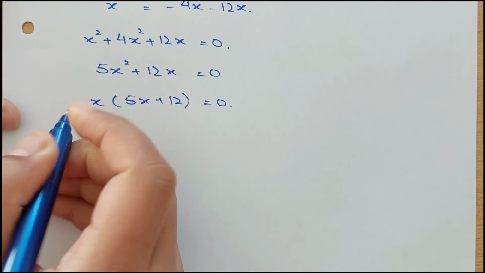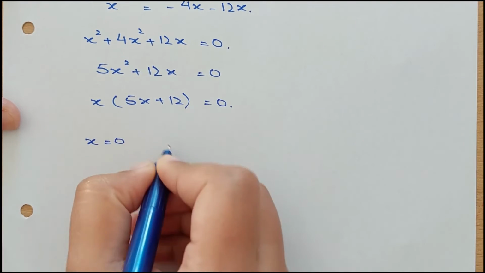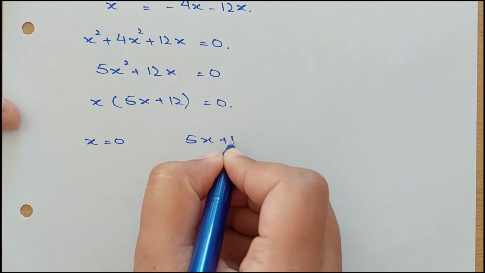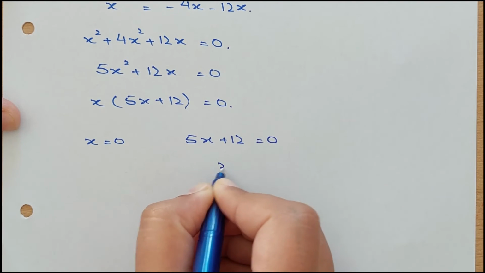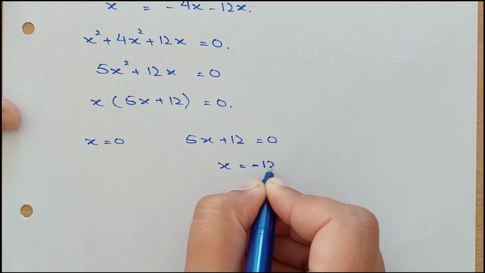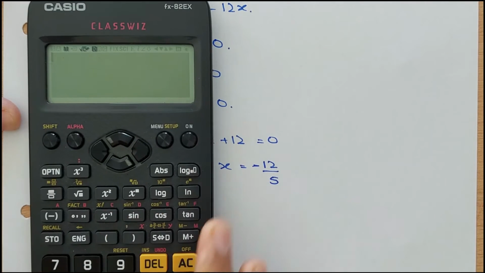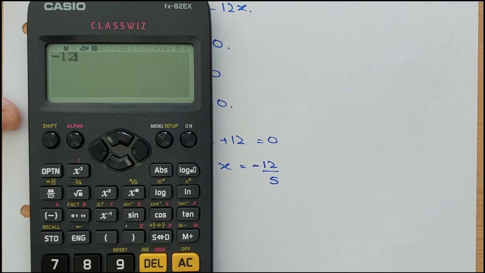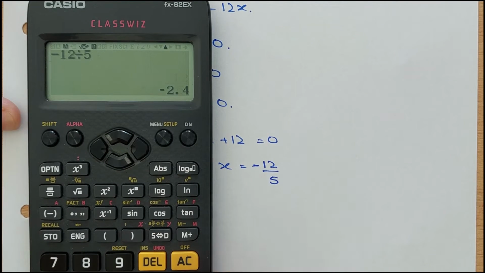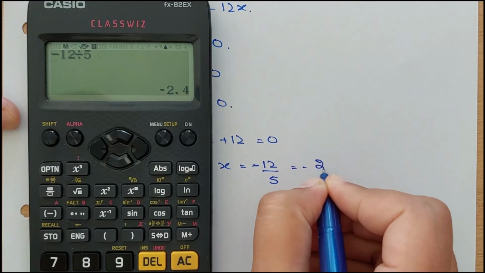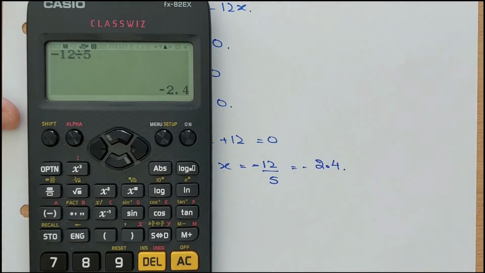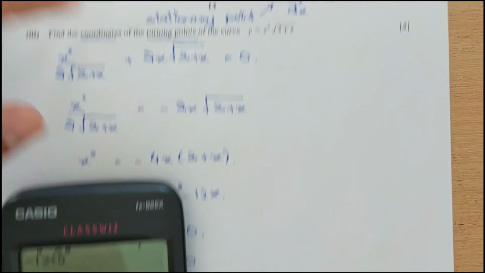So here we have x equals 0 and 5x plus 12 equals 0. From here x equals minus 12 over 5. Let me simplify. Negative 12 divided by 5 is negative 2.4. Now let me find the corresponding y values by substituting into the given curve.